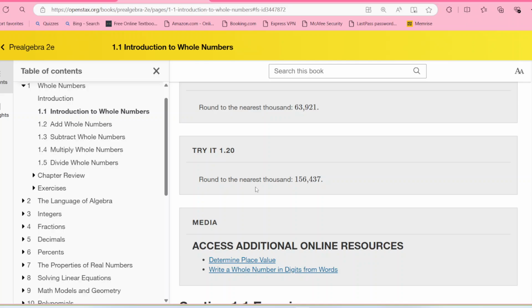And finally, Try It 1.20. Another one where we're asked to round to the nearest thousand. Again, you might look at this and tell me it's closer to 156,000 than it is to 157,000 because 437 is under 500, right? On the left half, we're closer to 156,000 than we are to 157,000. But still, I'll write it out.